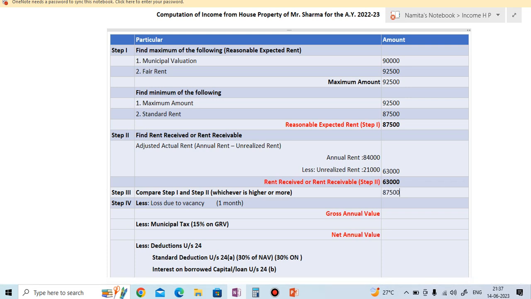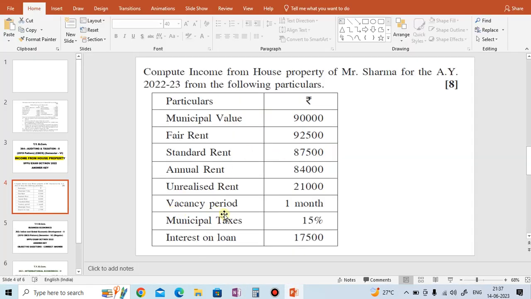87,500. Okay. Now from this step 3, 87,500, we have to less the loss due to vacancy. Okay, that will be step 4. So step 4 is what? Reduce means less the value of the loss which has occurred due to vacancy. So in the question, the vacancy period means the house was vacant for 1 month. Okay. So what will be the 1 month rent?